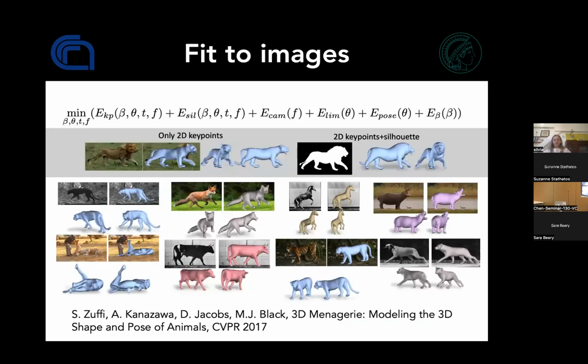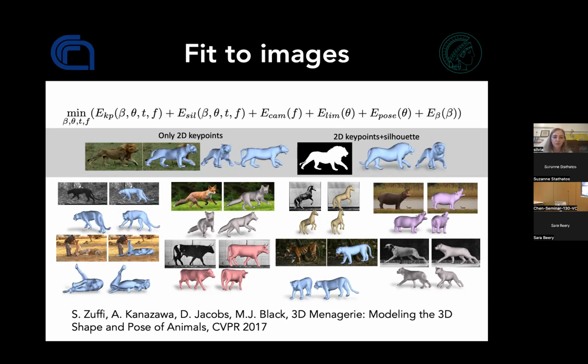Okay. So then we fit SMAL to the images, and this is from the original paper. And we do this by minimizing an energy, where we minimize over the beta, theta, so shape and pose. T is the translation, and F is the focal length of a perspective camera. So we estimate the camera with this optimization. And the energy is the sum of a data term for key point matching and silhouette matching, plus some priors for the camera, joint limits, prior on the 3D pose and on the shape variables.